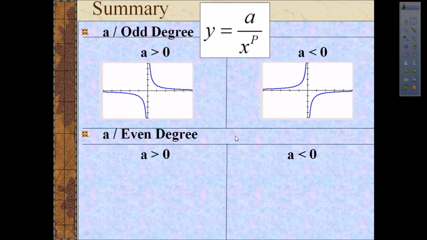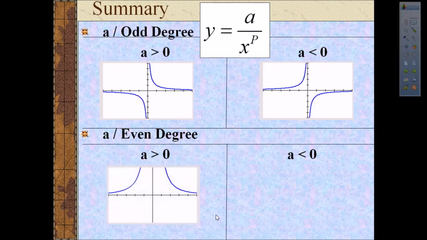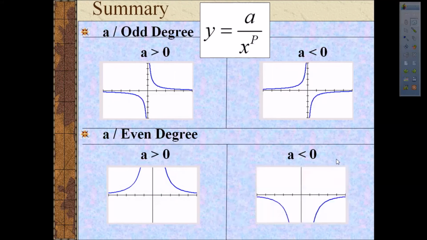When we move on to a over x to an even power, a over x squared, a over x to the fourth, a over x to the sixth, and so on, here's what we found. When the coefficient a is greater than 0, we have this infinite volcano graph. When a is less than 0, or negative, we have this infinite bottomless pit graph.